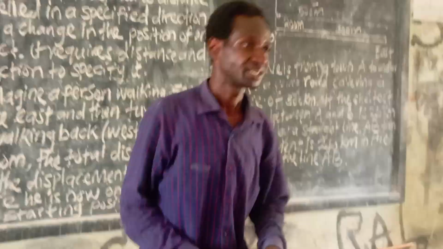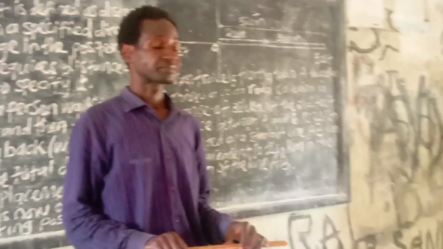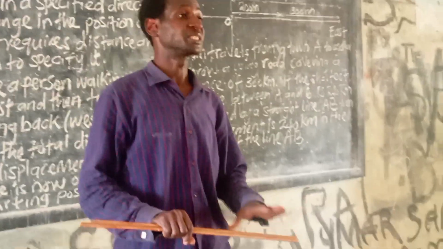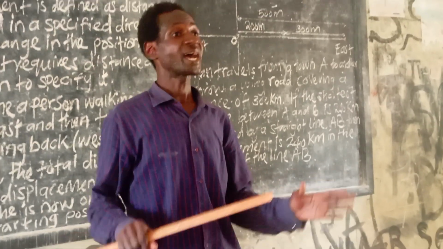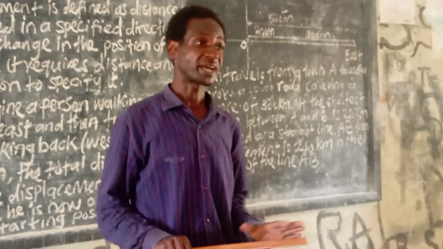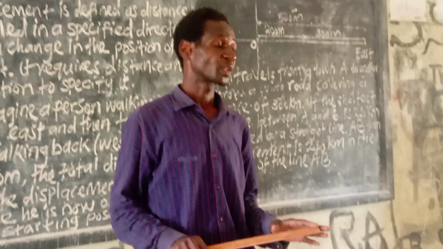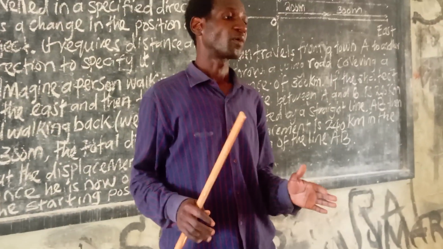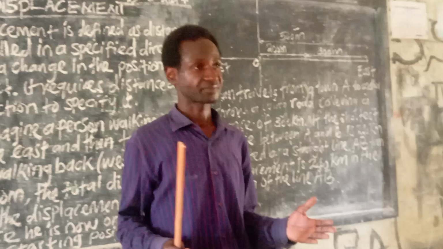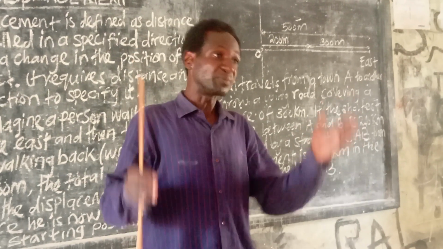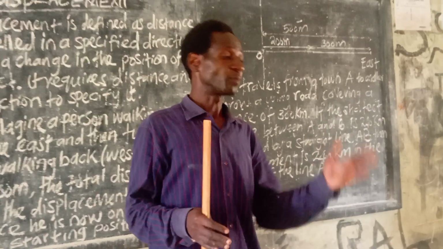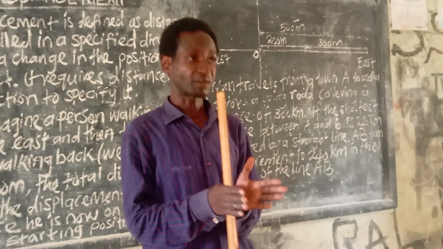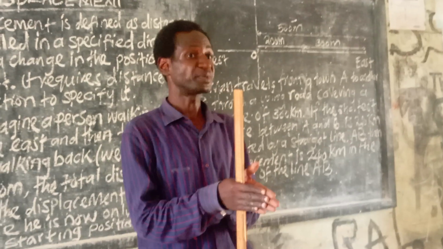So that is what is meant by displacement. Displacement is a distance traveled in a specified direction. It requires distance and direction to specify it. Or it is a change in the position of an object or a body, but in a specified direction.